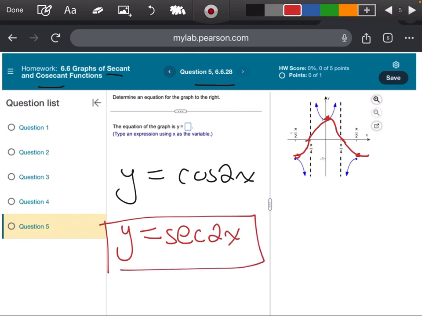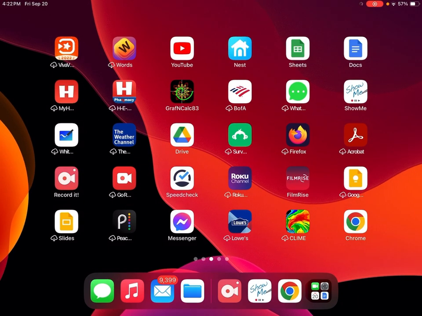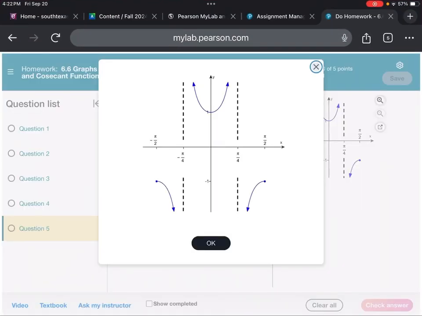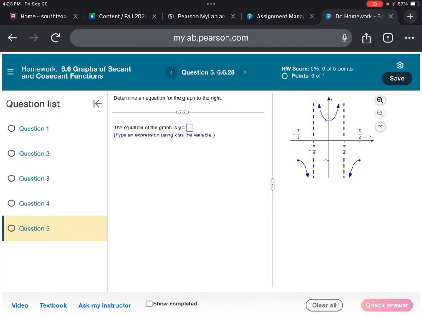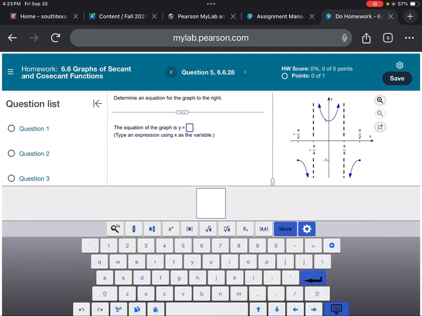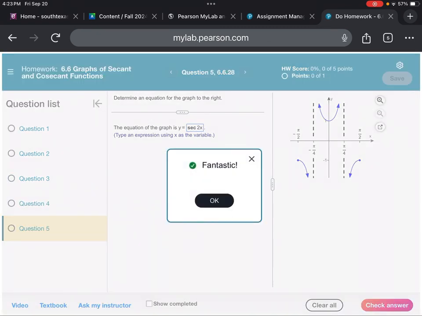So I'm going to come back here and click on this, and let's see if we can type this in: y equals secant of 2x. Let's check our answer, and hey, we got it, okay?